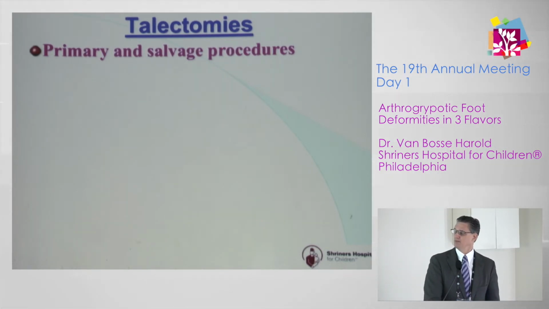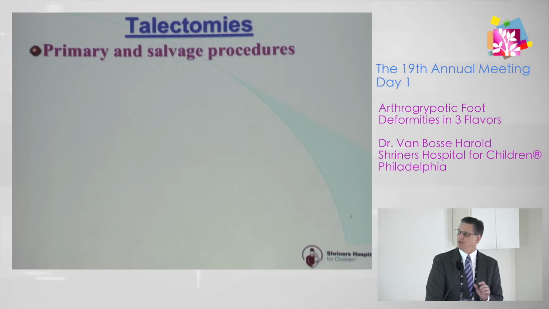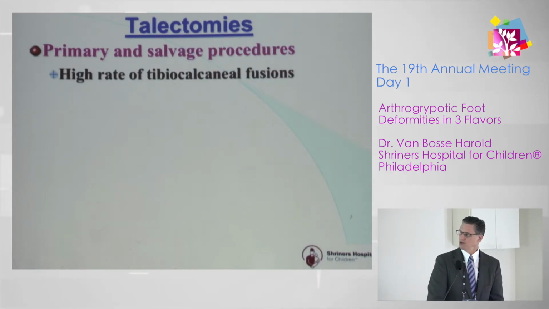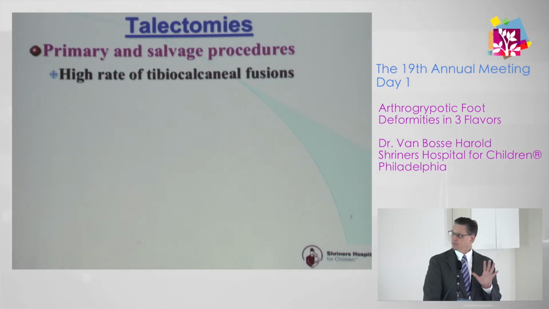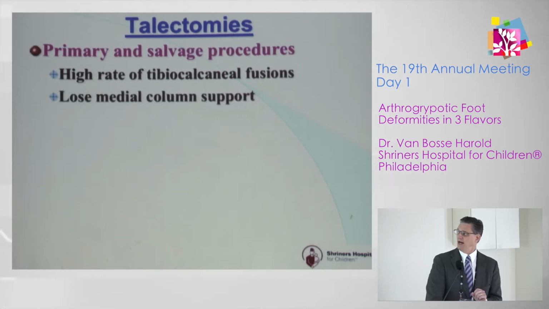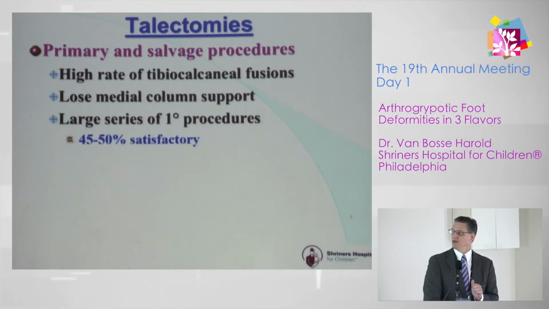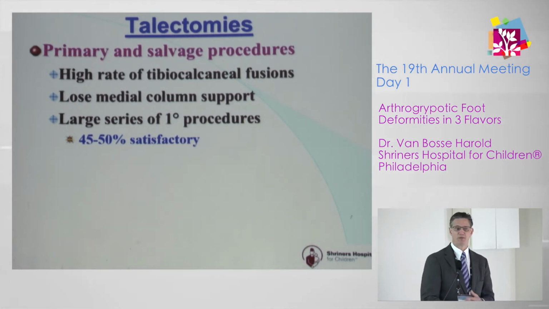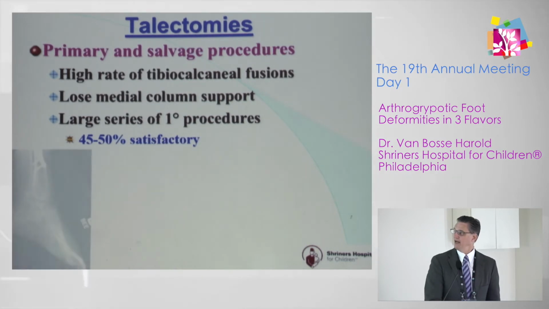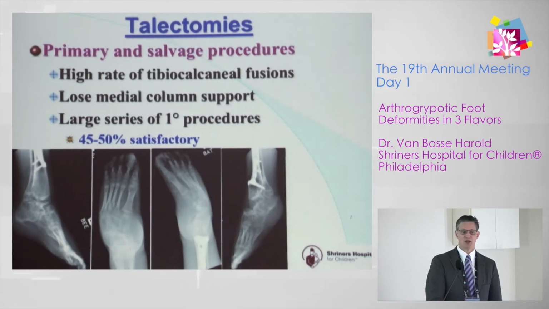Quick word about talectomies, because the literature talks a lot about that, both as a primary procedure and as a salvage procedure. But if you take a good look at the literature, really look at the whole timeline, there's a high rate of tibial calcaneal fusions, as well as you lose medial column support. So you end up with a lot of procedures that say, oh yeah, this is a great primary procedure, but if you follow it up, you only have about 50% satisfaction rate with that. And the times where you have issues, they are big issues.